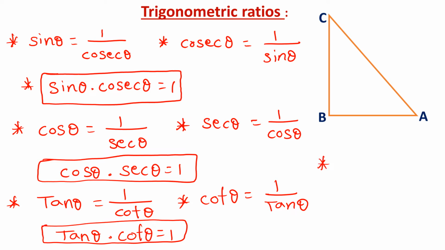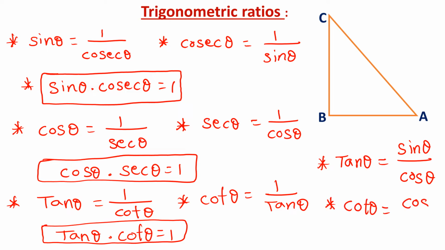One more point here: tan theta equals sine theta by cos theta. If you divide sine theta by cos theta, it becomes opposite by adjacent only. Opposite by adjacent is tan theta. That's why we write tan theta equals sine theta by cos theta. It is the reciprocal of cot theta, right? So that's why cot theta equals cos theta by sin theta.